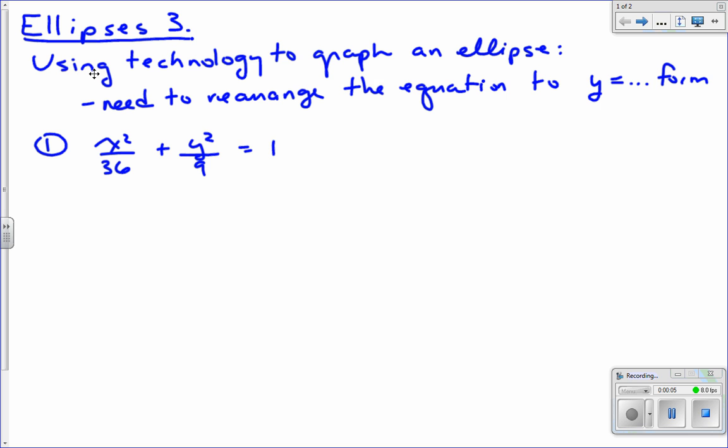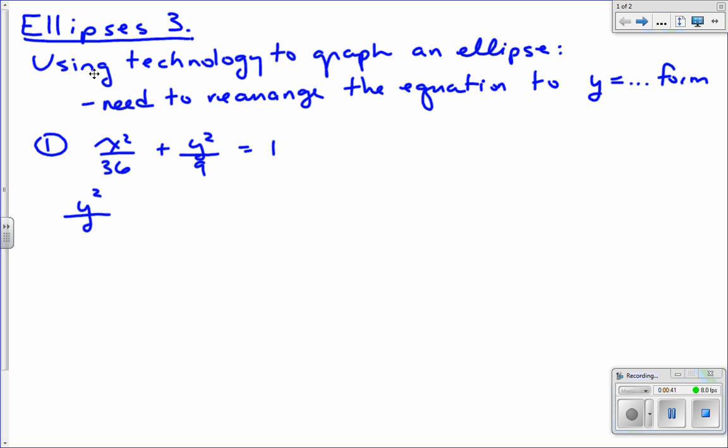In this third lesson on ellipses, we're going to start with how to use technology to graph an ellipse. We're used to seeing ellipses in standard form, but as you can see, that's not the way that we're used to putting equations into the calculator. So we need to rearrange the equation so that it's in the form y equals, so we can put it into the graphing calculators. If I start with this equation, I want to isolate the y variable, so I'll subtract this x term from both sides of the equation to start with.